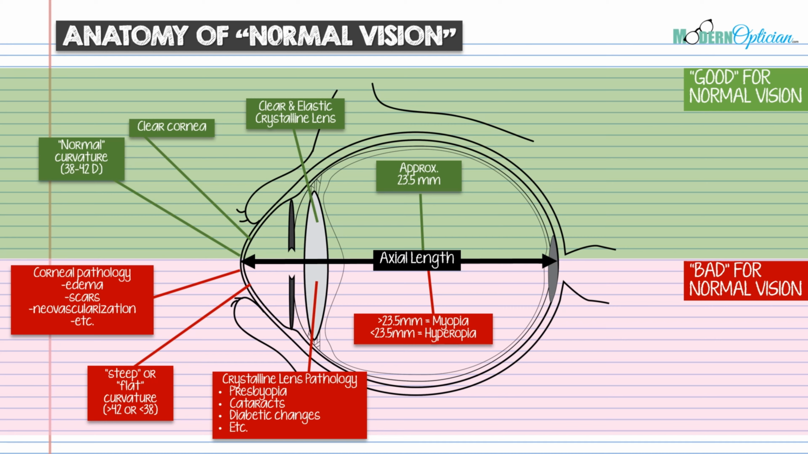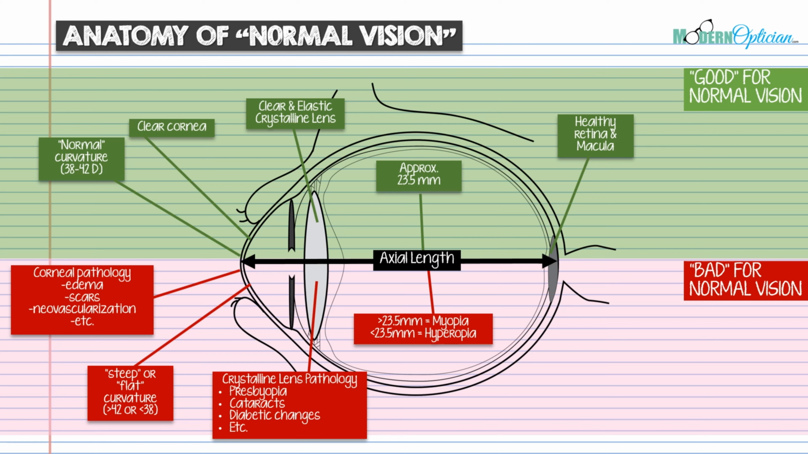And as we're going to see in future lectures, if the axial length of the eye is longer than 23.5 millimeters, it tends to contribute to myopia. And on the other side of the coin, if it goes shorter than 23.5 millimeters, it often will contribute to hyperopia. So yet another opportunity to stray from normal vision.